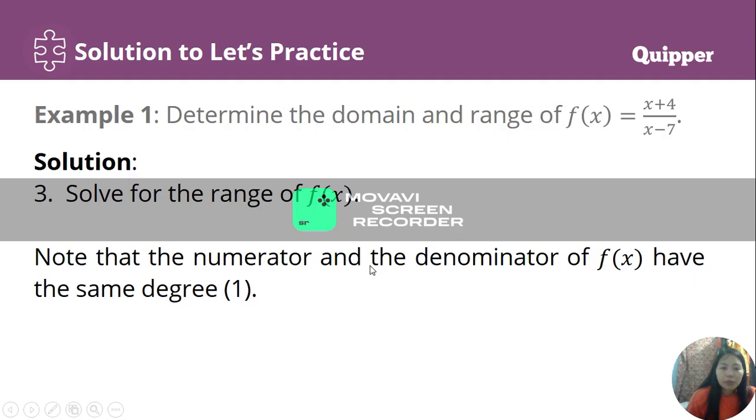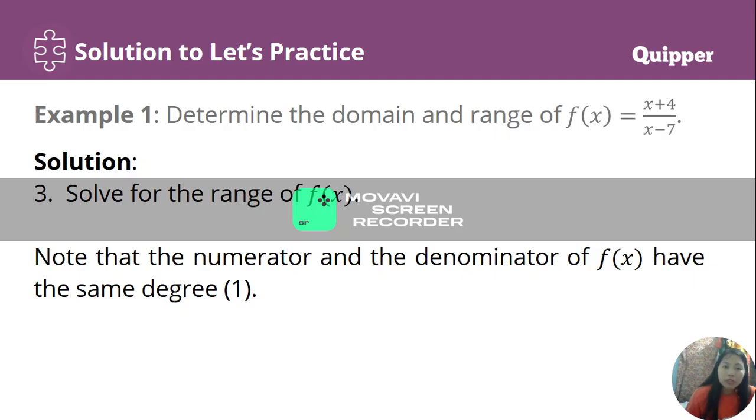Note that the numerator and the denominator of f of x have the same degree. As you can see, look at my arrow here. We have x as our leading term, and the denominator's leading term is also x. Automatically it has a degree of 1, an invisible degree of 1, and also in the denominator we have an invisible degree of 1. So degree 1 over degree 1, their degrees are equal. That is the second part of the horizontal asymptote.